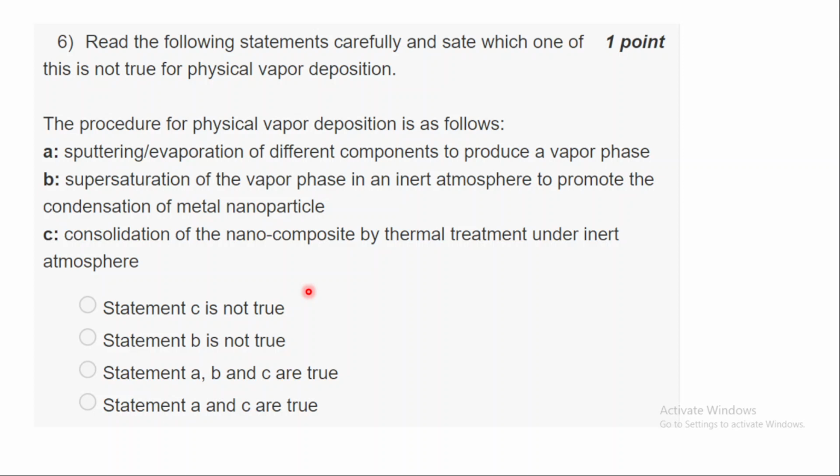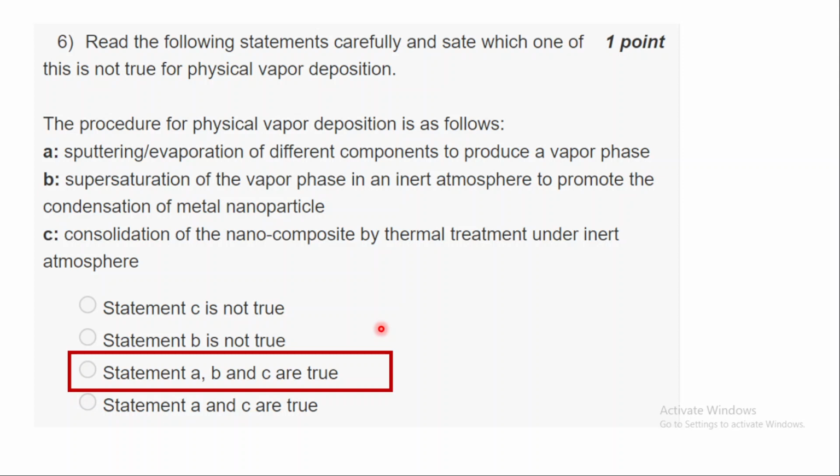There are a few answers. Some students say statement B is not true, option B. Some others say statement C is not true, which means option A. Let's see what is the correct answer. The correct answer is neither A nor B. The correct answer is C: all of them are true. A, B, C, all of them are true.